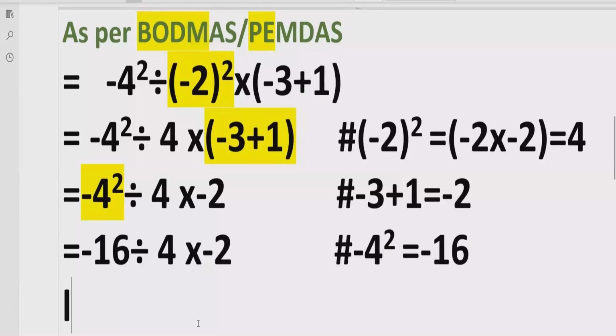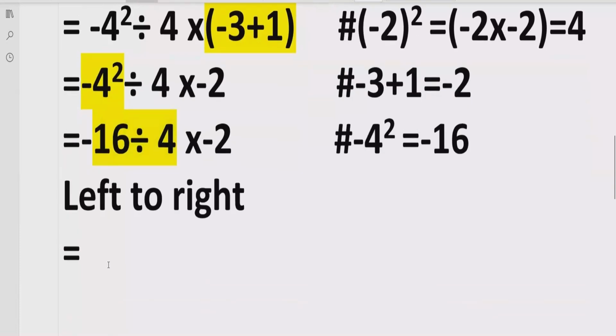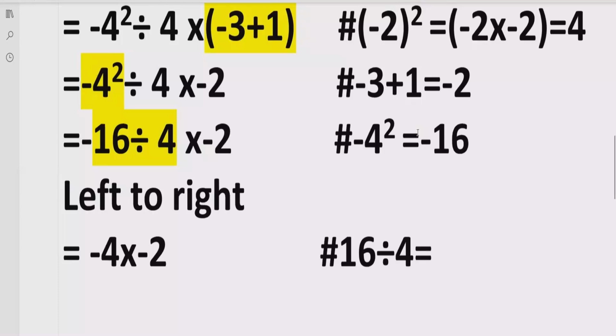So here we have to go left to right in this expression and find out which is coming first. So first we have this division. So we will divide both of them and get the answer: 16 divided by 4 means 4. Multiplied by -2 as it is. And here we will give the reference: 16 divided by 4 equals 4.